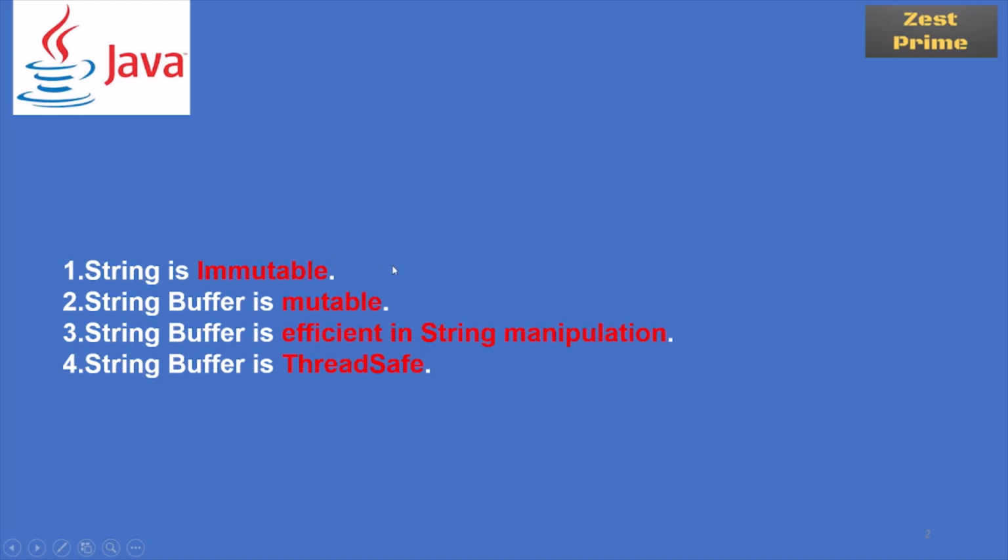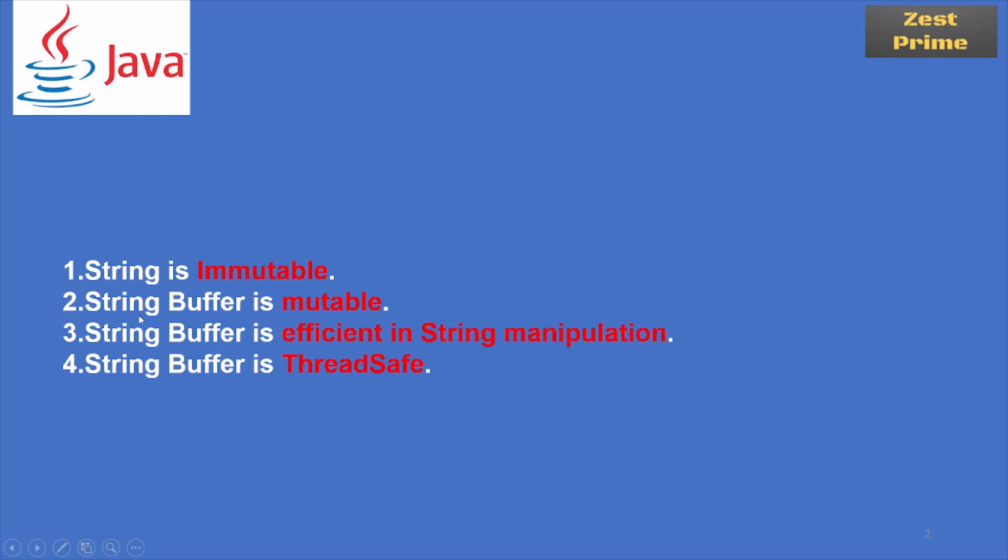String is immutable in the sense that when you try to manipulate or modify the string, it will create a new object instead of modifying the existing object. So that's called immutability. We cannot modify the string. If you try to modify it, it will create a new object. That we have already seen in the previous video.